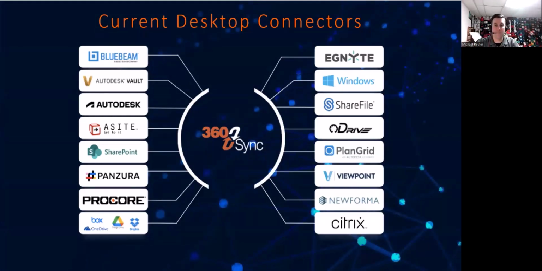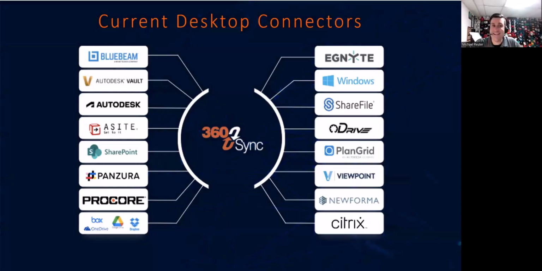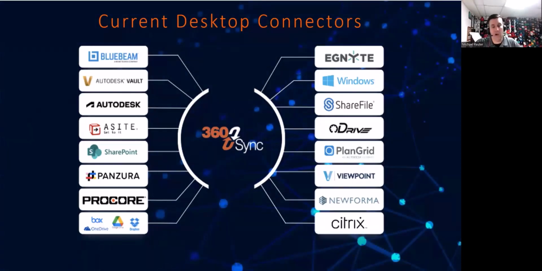And because those things connect to Windows, 360 Sync can connect to those things and copy files to them or from them, okay? Then along the way, we've built it out to work with things like PlanGrid, Viewpoint for Projects, Newforma, Citrix files, Bluebeam Studio projects, Autodesk Vault, ACC and BIM 360, Asite, SharePoint, and Procore. So all of those things we can take files to or from.